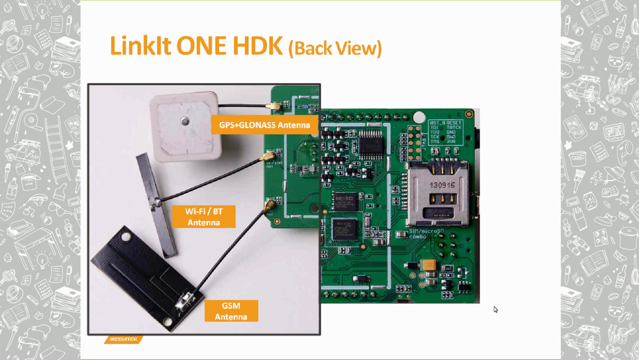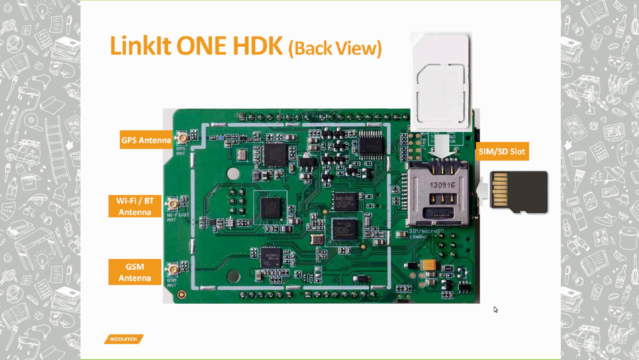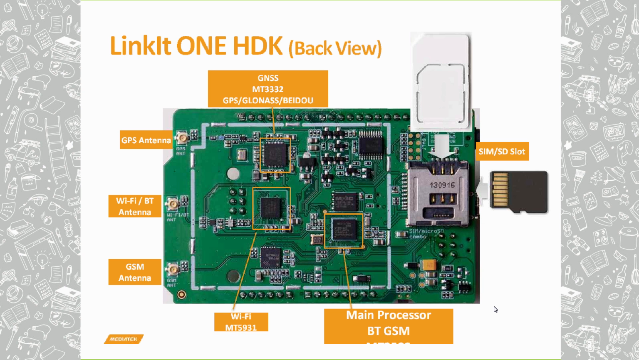Here you see the compact SIM card holder and also the SD card slot. We support SD cards up to 32 gigabytes. And these are now the different chips we're using. So at the top you see our GNSS chip, the MT3332. It supports GPS, GLONASS and Beidou, so all the satellite systems around the world. In the middle there you see our Wi-Fi chip, which handles Bluetooth as well. And then the main processor, the MT2502, which handles GSM.